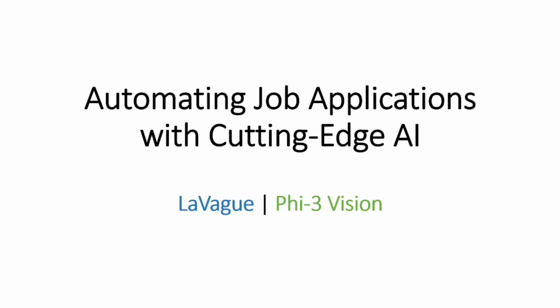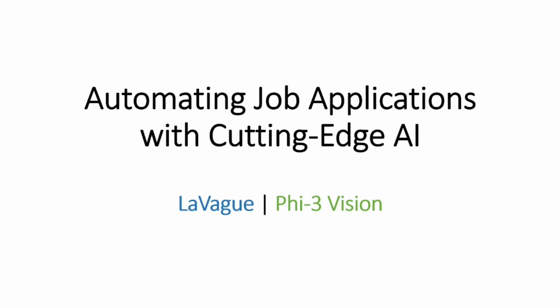Welcome fellow learners. In this video, we will demonstrate how we can leverage the latest AI frameworks and AI models to automate the process of filling out job application forms using a predefined CV or resume. To achieve this, we will create an AI web agent using LaVague. LaVague is an open source large action framework which can be utilized to develop web agents. Additionally, we will utilize Microsoft's Phi-3 vision model for OCR tasks like converting your resume or CV into text format.